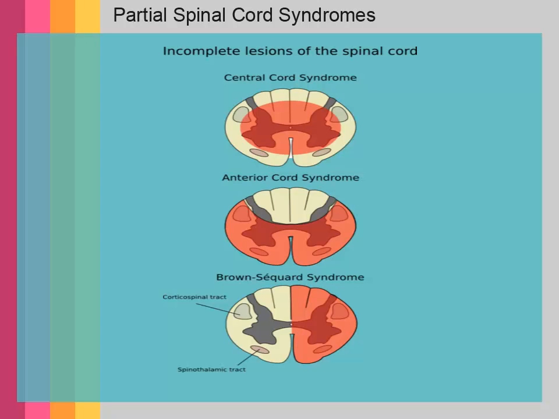Besides a complete cord transection, which obviously causes complete lack of sensation of all modalities, as well as a complete paralysis below the level of the lesion, there are three not uncommon partial spinal cord syndromes. Those are the anterior cord syndrome, central cord syndrome, and Brown-Sequard syndromes.